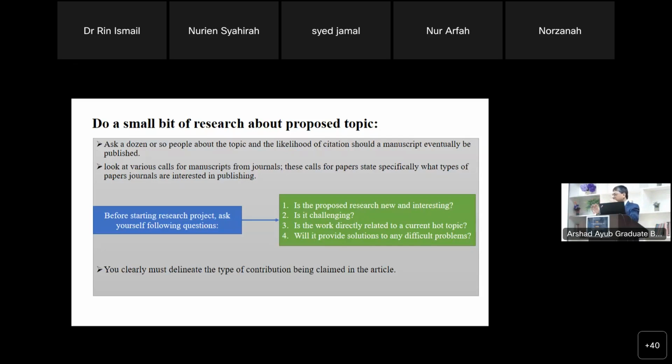We look at different things. We deal with human nature, the behavior. So it is sometimes more difficult to quantify than doing hard science research, because there you have to follow a certain methodology religiously. Yes, we do too, but not exactly the same way. You clearly must delineate the type of contribution being claimed in the article.